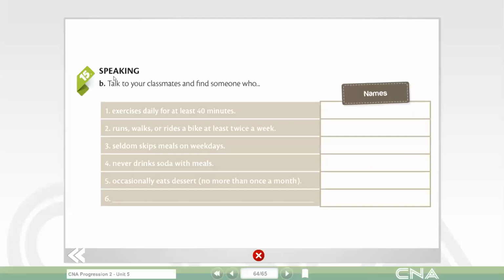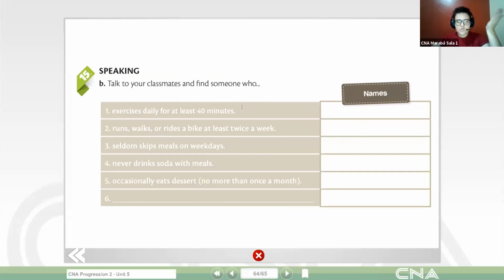Okay. So part B. We have here some sentences with affirmation. Exercises daily for at least 40 minutes. Runs, walks, or rides a bike at least twice a week. Seldom skips meals on weekdays. Never drinks soda with meals. Occasionally eats dessert. And the objective of the activity originally was to talk to everybody in the class and see which person the answer was yes, and then write the person's name here.